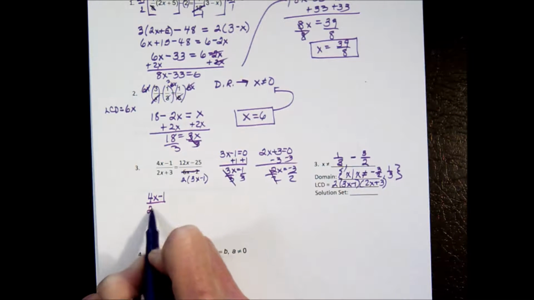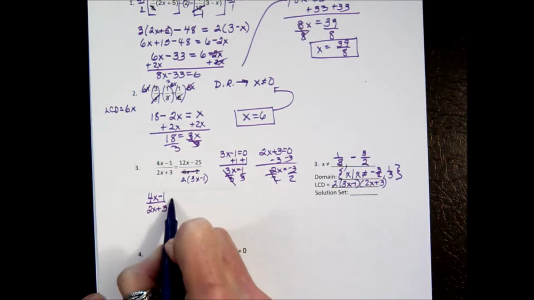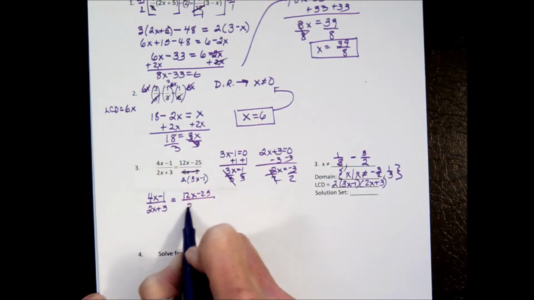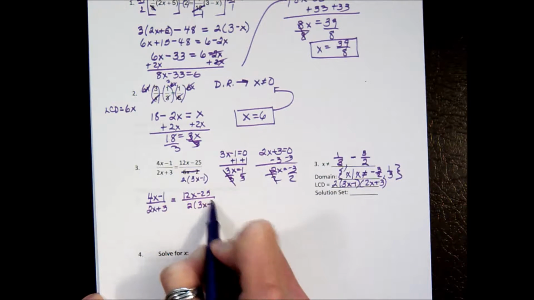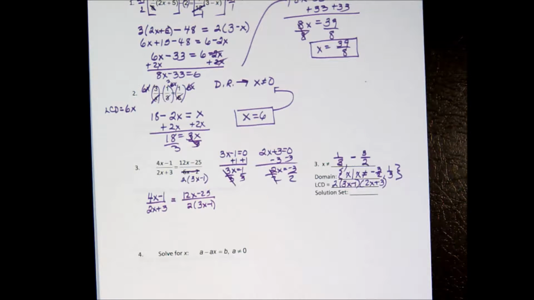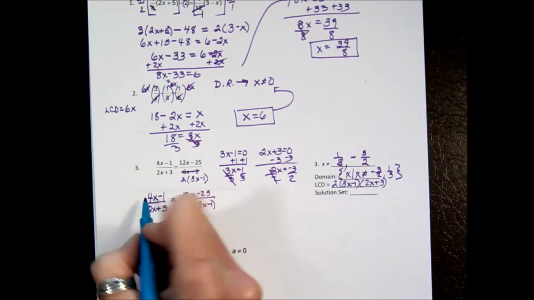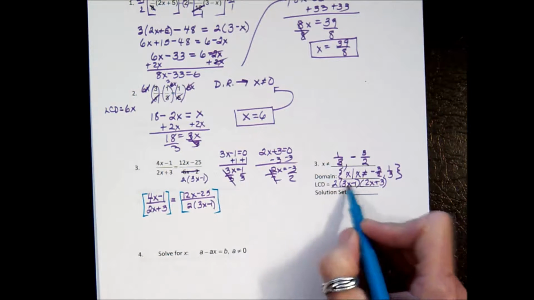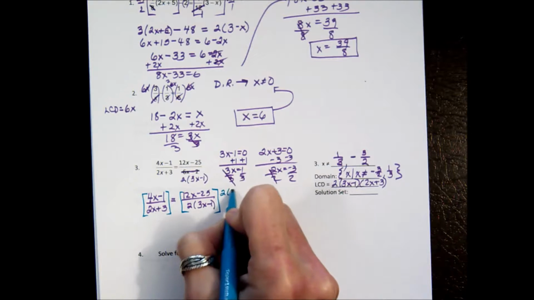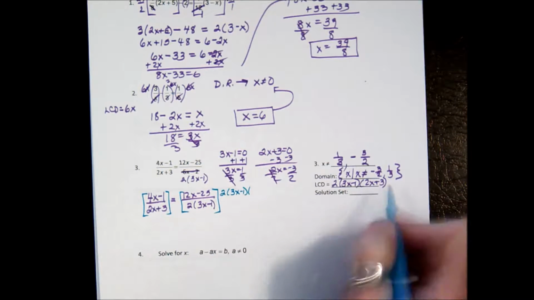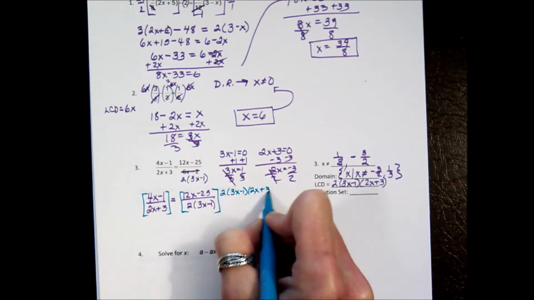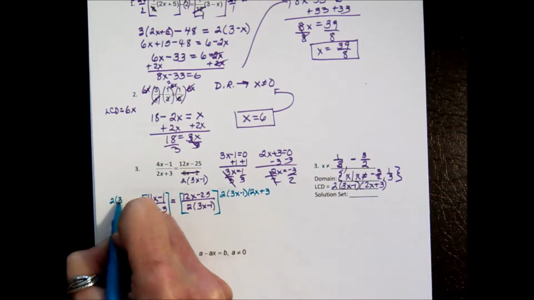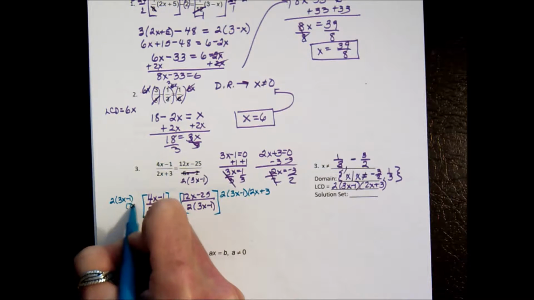and I'm going to use the denominator, 12x minus 25, in its factored form, 3x minus 1. Now I'm going to use a different color so you can see what's going on. I'm going to put each term in parentheses, and I'm going to write my LCD. So 2 times 3x minus 1 times 2x plus 3 beside each term. In this case, we only have 2 terms. So 2 times 3x minus 1 times 2x plus 3.